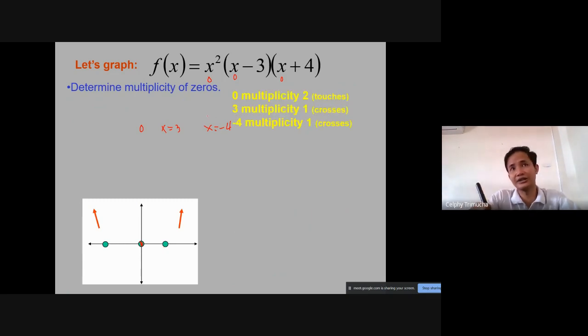Okay, at 0, we have an exponent of 2, so that means it touches only at that point. So, it touches. Next, for the 3 and negative 4, there is only 1 exponent, which means it crosses. So it crosses at x is equal to 3 and x is equal to negative 4.